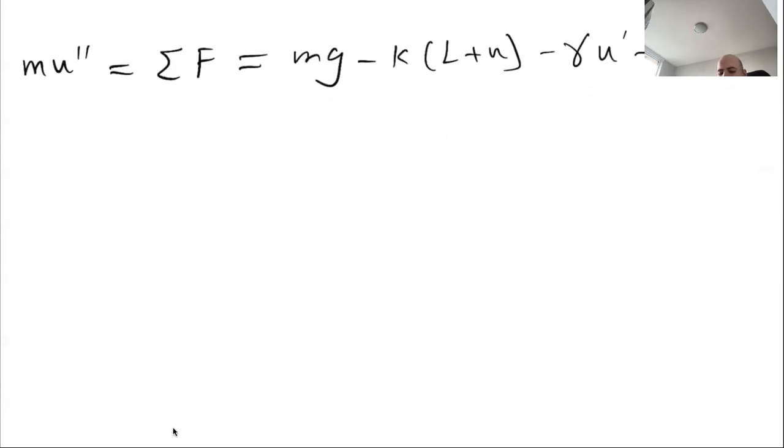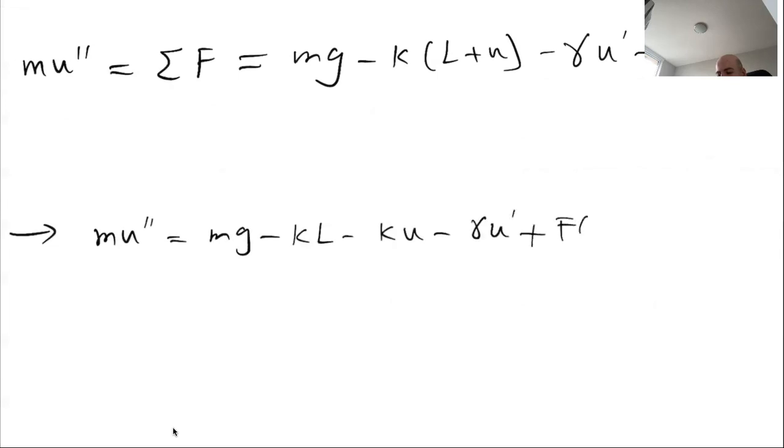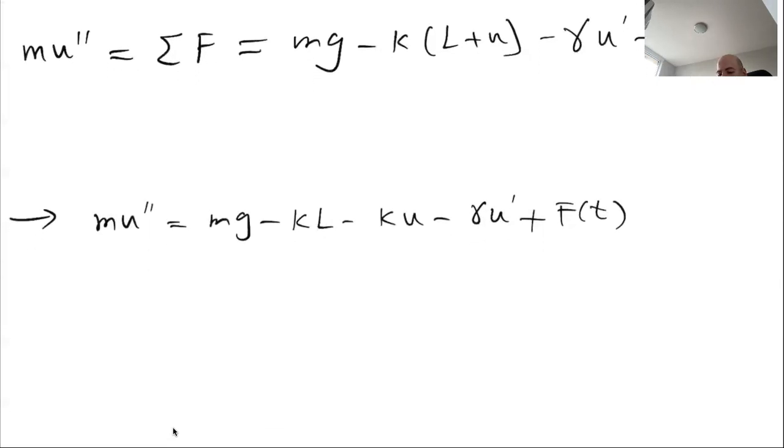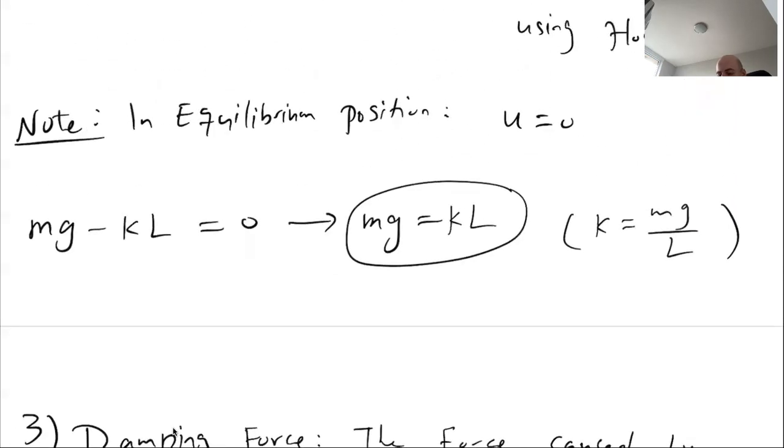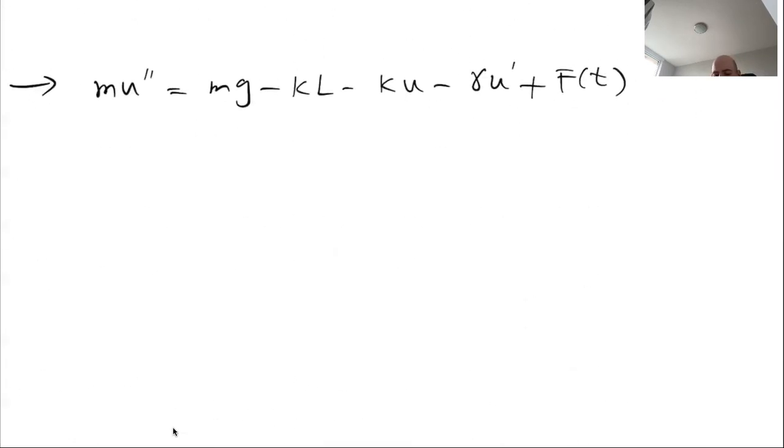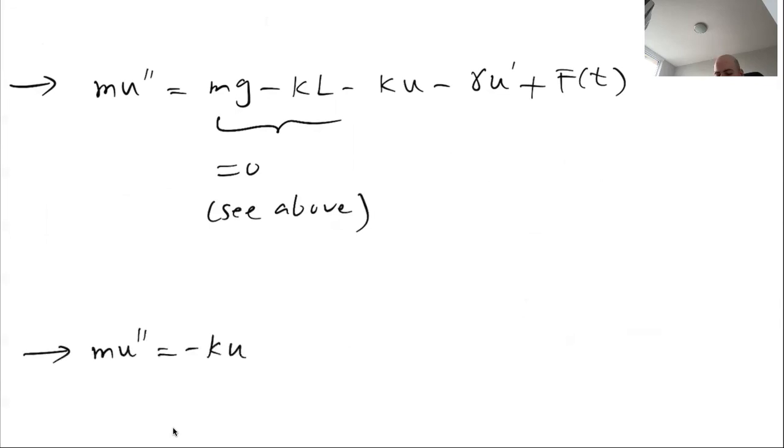Now, if I simplify, I can write m u double prime as mg minus kL minus ku minus gamma u prime plus f of t. And now mg minus kL, we know it's 0. So mg minus kL is 0. So I will have m u double prime equals minus ku minus gamma u prime plus f of t.